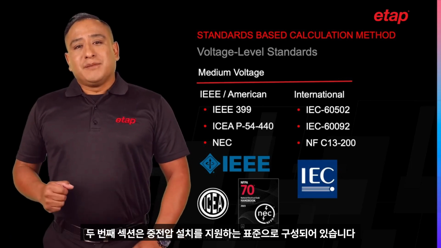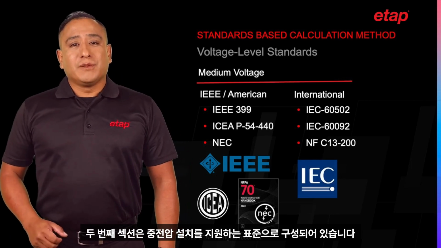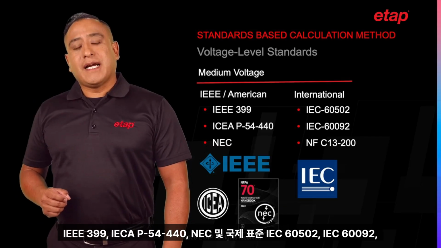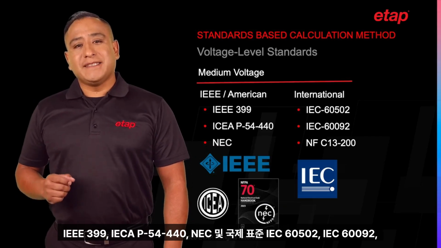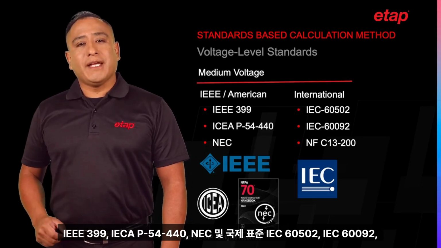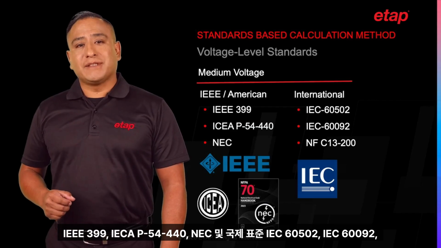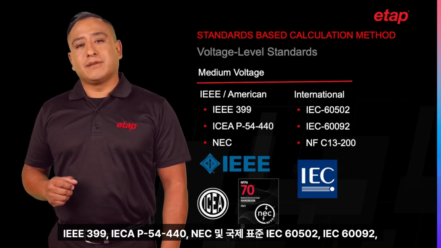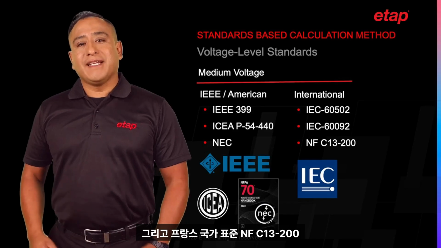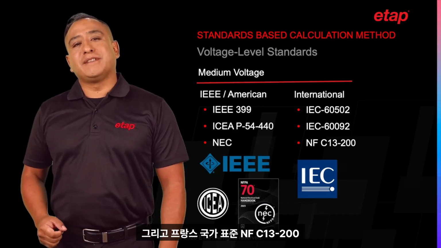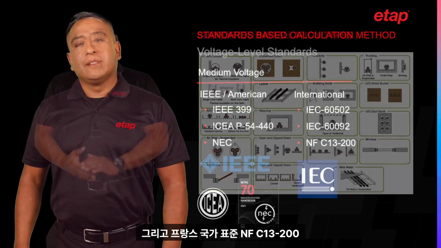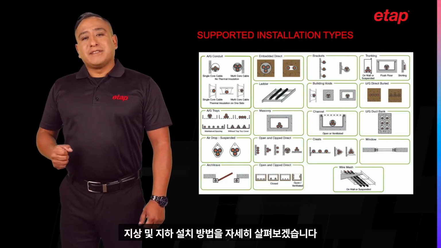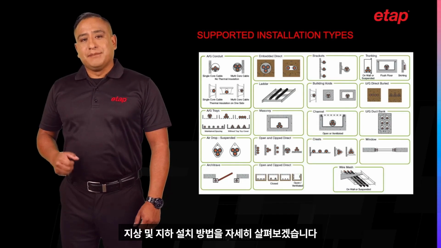The second section is composed of standards which support medium voltage installations. These include IEEE American Standards, IEEE 399, ICEA P-54-440, NEC, and international standards IEC 60502, IEC 60092, and National French Standard NFC 13-200. Let's take a closer look at the wide range of above-ground and underground installation methods available in ETAP.